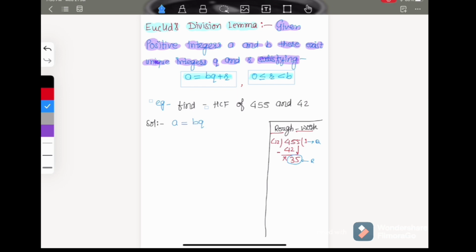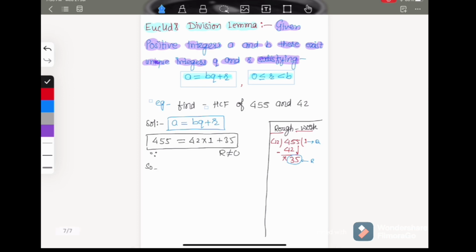So you will write the Euclid division lemma first of all: a equals bq plus r. Now after you have written a equals bq plus r, our a will be 455, that is equal to 42 into 1 plus the remainder, and the remainder is 35. So we are writing here 455 equals 42 into 1 plus 35. The remainder is not equal to 0.